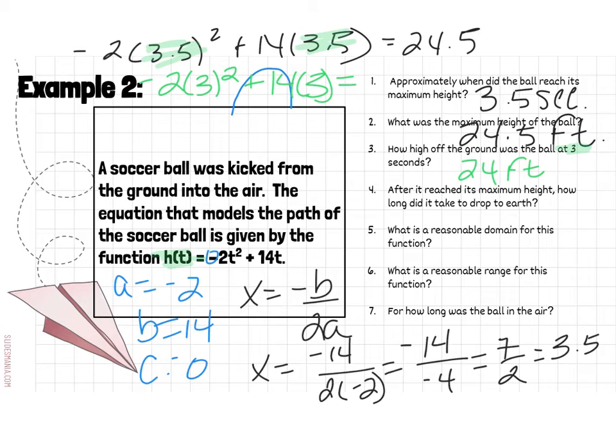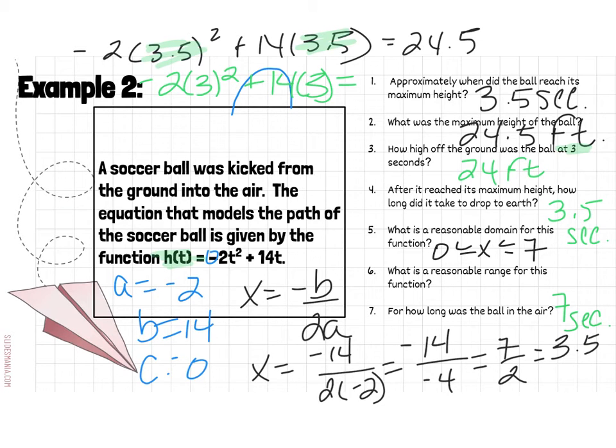How long did it take to drop to the earth? Well, 3.5 seconds. Okay. And how long was the ball in the air? So 7 seconds. And now let's talk about reasonable domain and range. The ball was in the air for 7 seconds. So that makes our domain from 0 up to and including 7. Because after 7 seconds, the ball's just laying there on the ground. Like nothing happens. Okay. What is a reasonable range?